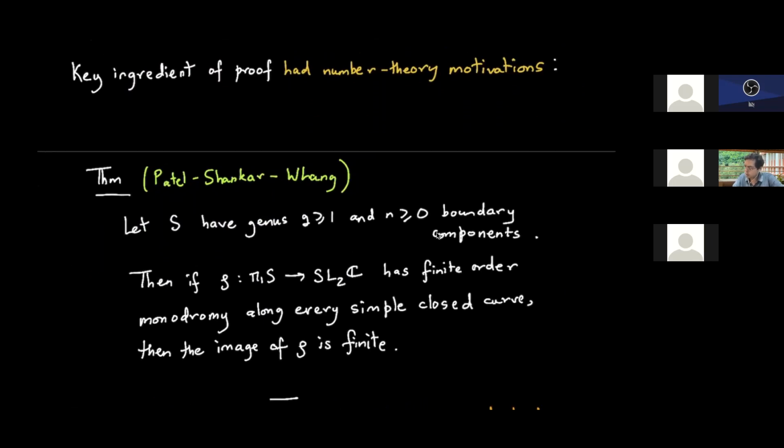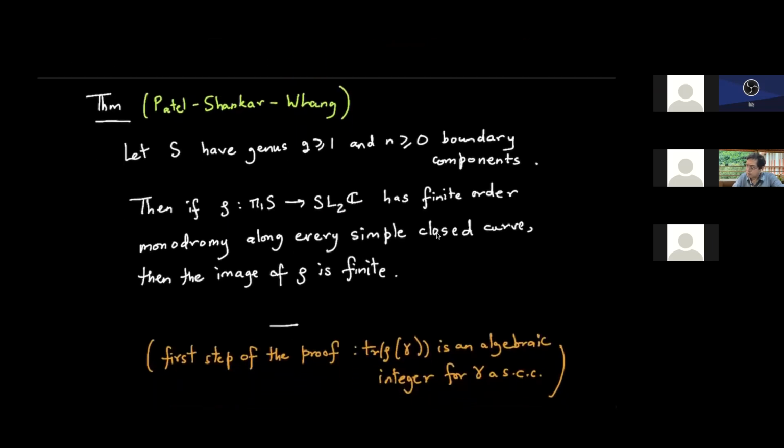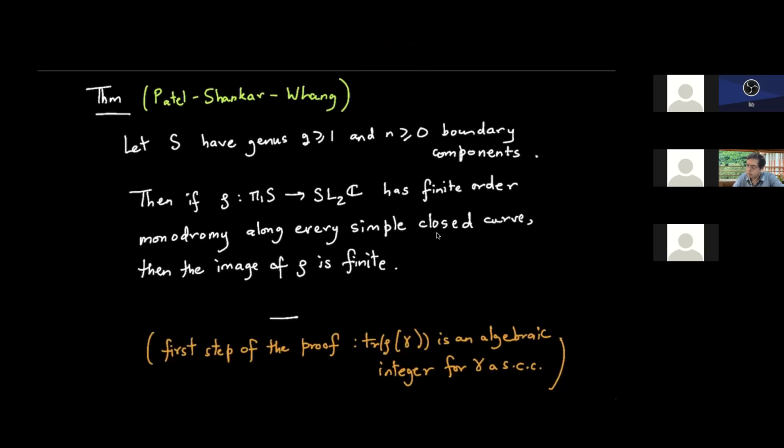They showed that, here the surface you're allowed to have some boundary components, suppose the representation rho maps every simple closed curve gamma of S to a finite order element. Okay, so the finite order monodromy along any simple closed curve. Then they show that the image of rho has to be finite. And somehow the proof also involves a little bit of number theory.